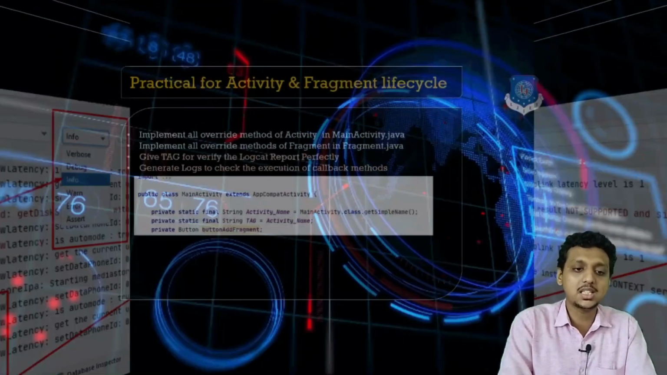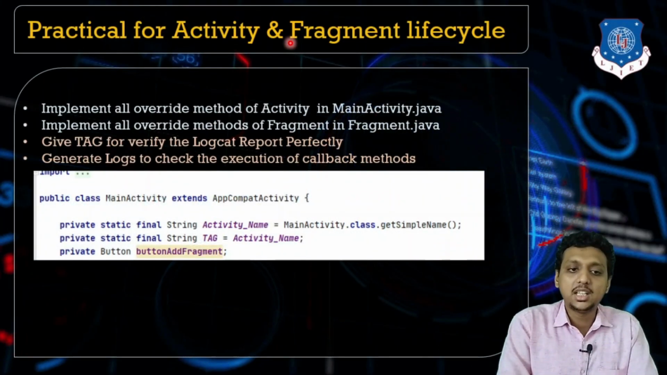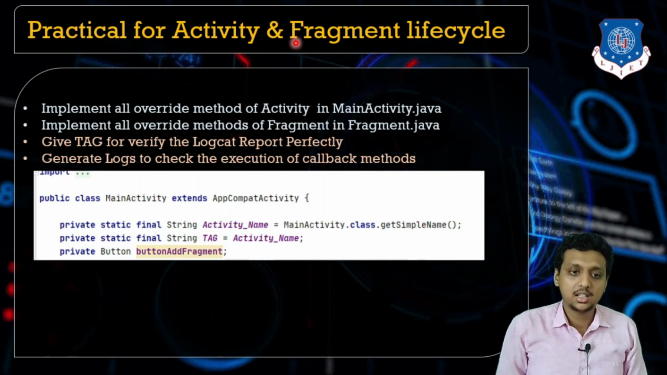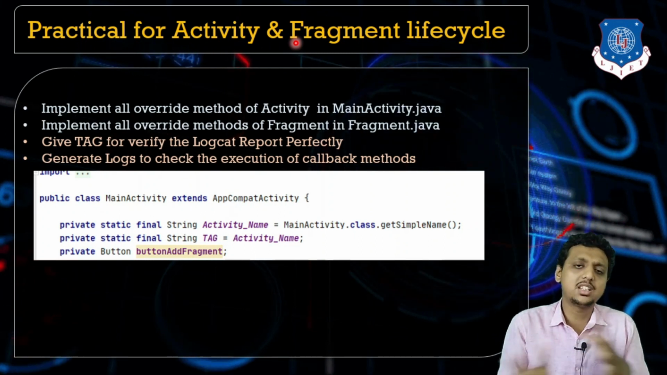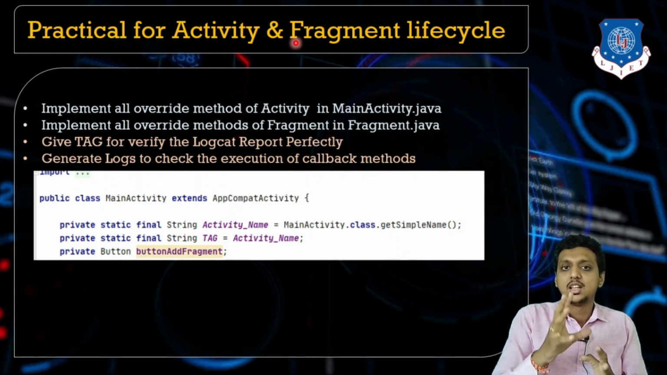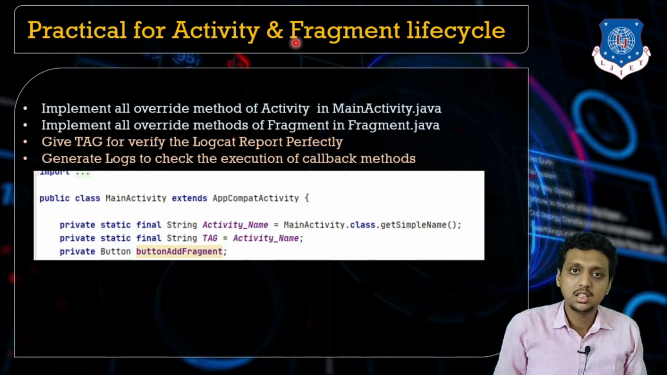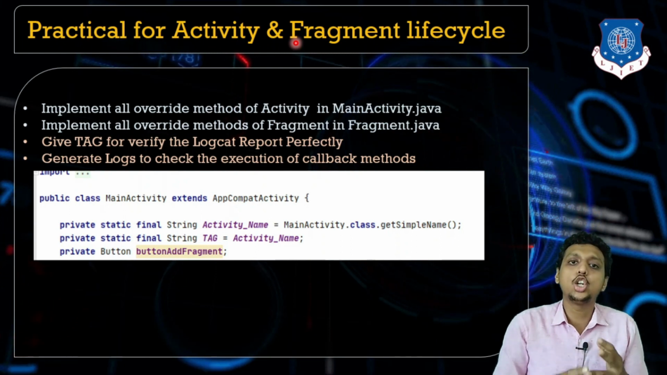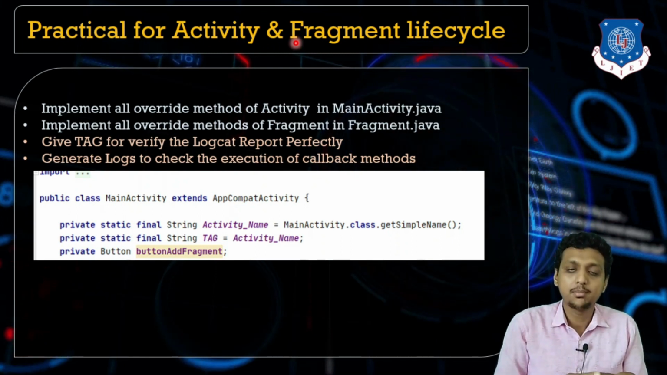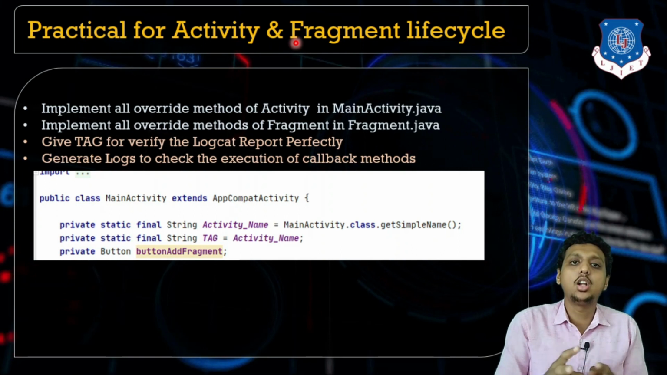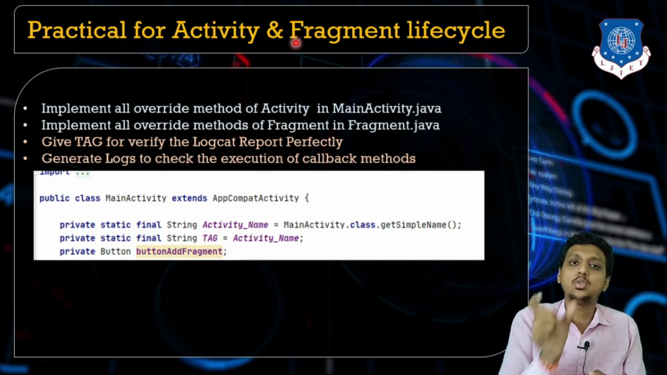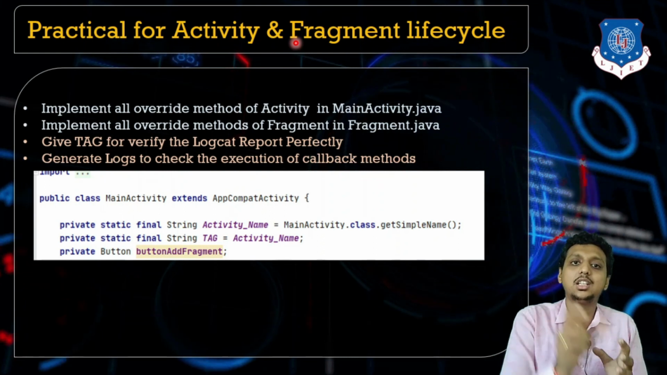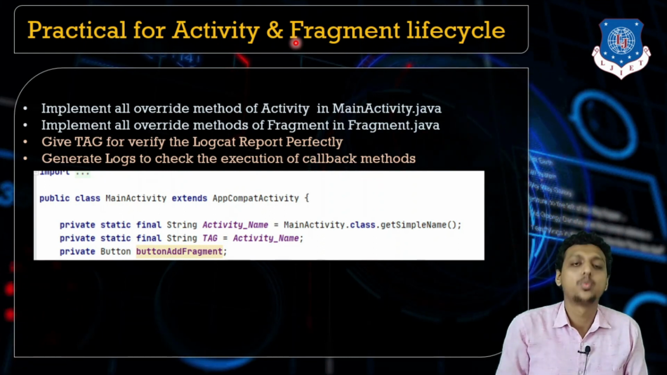Okay, now next, the practical for the activity and fragment life cycle. How can we go for the practical, or what are the changes? See, what are the methods for the activity? Like onStart, onCreate, onResume, onStop, onDestroy. All these methods I have already overridden. You just need to override all these methods and write only a tag and message there that this method is called. Nothing new.